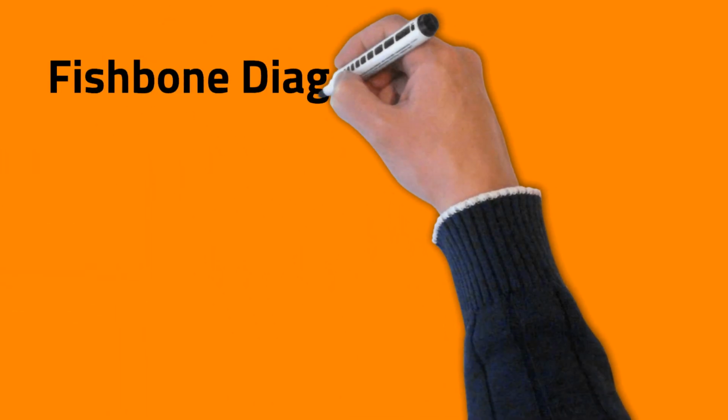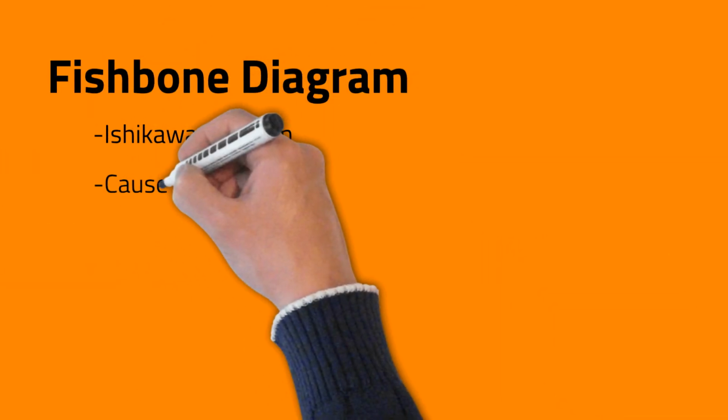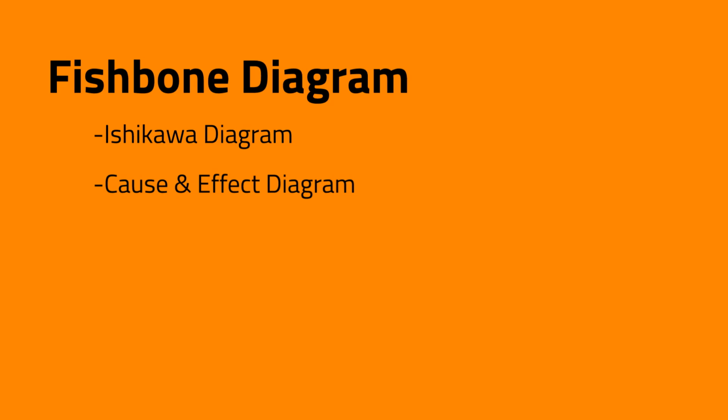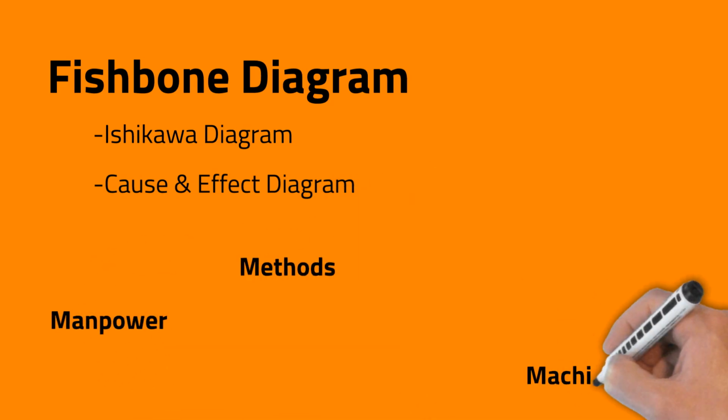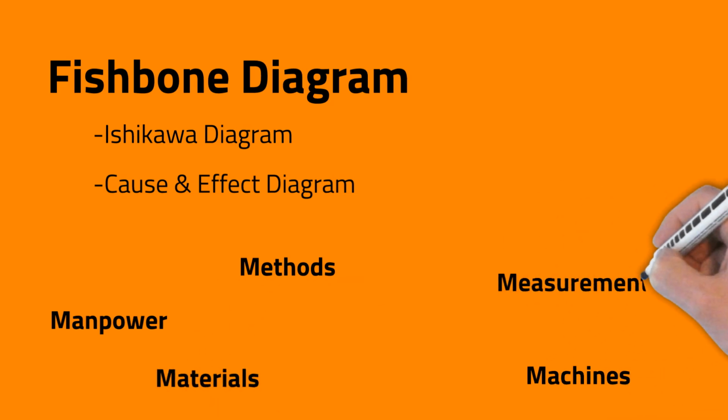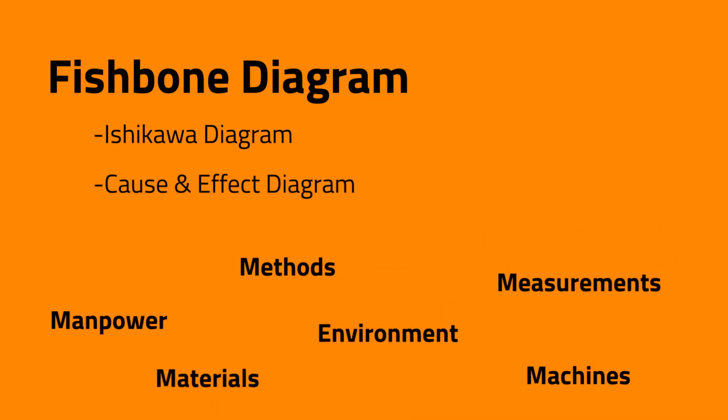Next, we have the Fishbone Diagram, also known as the Ishikawa diagram or cause and effect diagram. This tool helps us identify all potential causes of a problem by categorizing them into broad areas like manpower, methods, machines, materials, measurements, and environment.